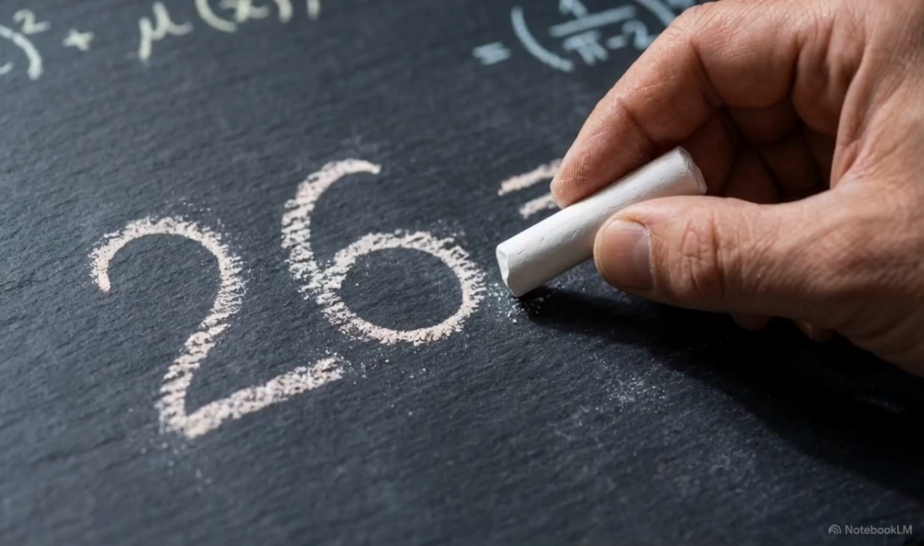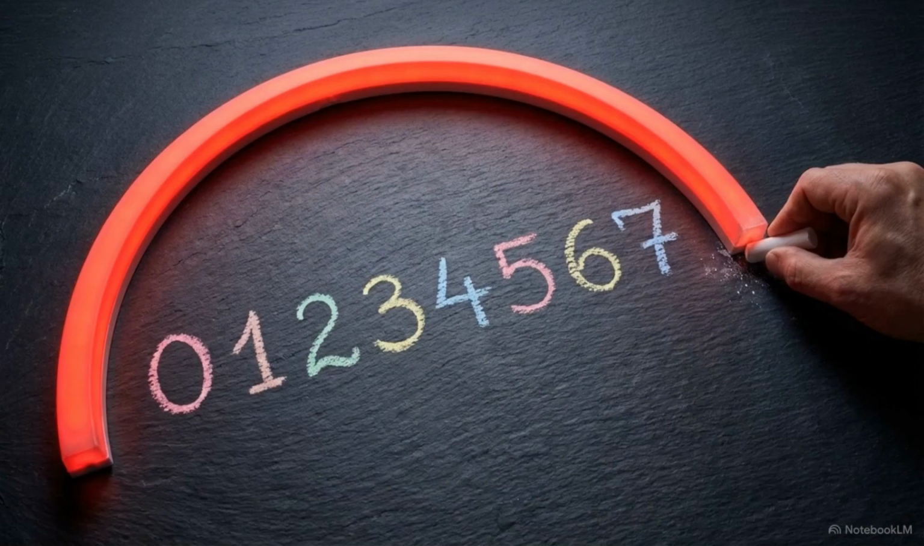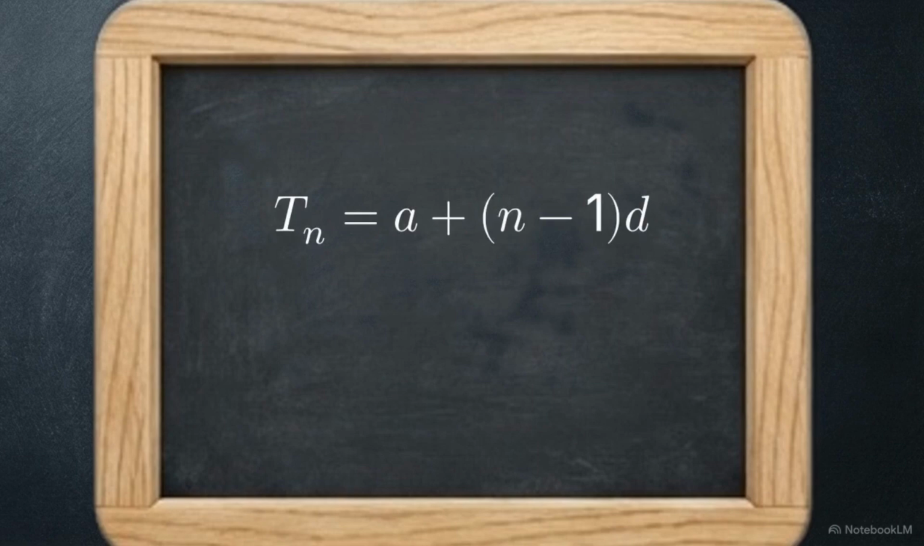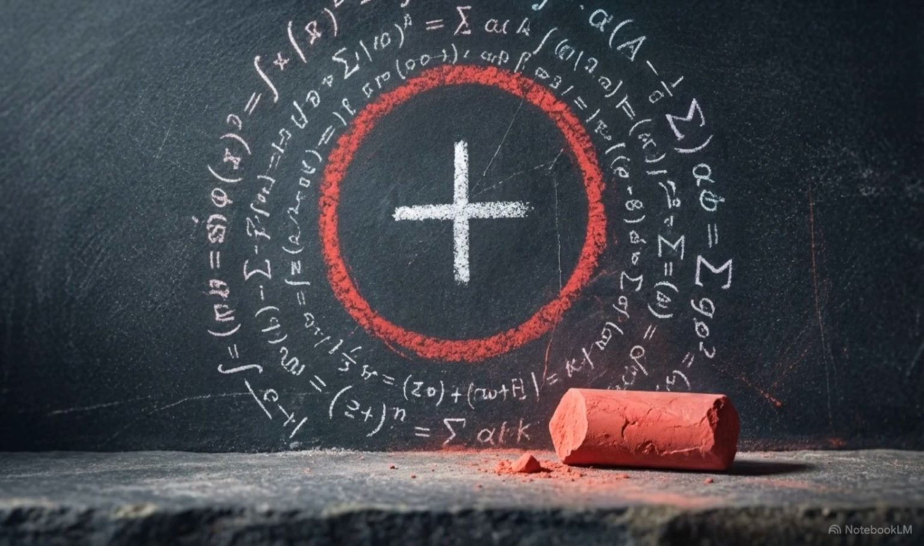Finding the very next number is helpful, but calculating the 100th term manually would take far too long. We need a way to bypass the intermediate steps entirely. For an arithmetic sequence, the general formula is Tn equals A plus n minus 1 times d. Applying this to the sequence 4, 7, 10, 13, A represents the first term, 4, and d is our common difference, 3. Now we simplify.